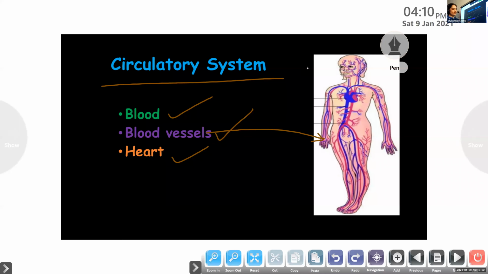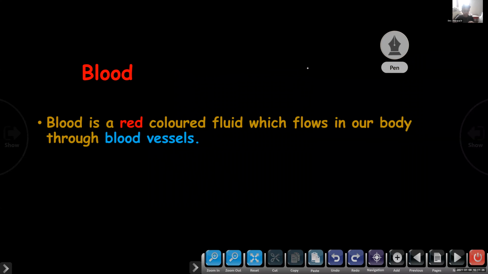Gautam, which are the parts of the circulatory system? Dev Narayan, which are the parts of the circulatory system in the human body? Blood, blood vessels and heart.